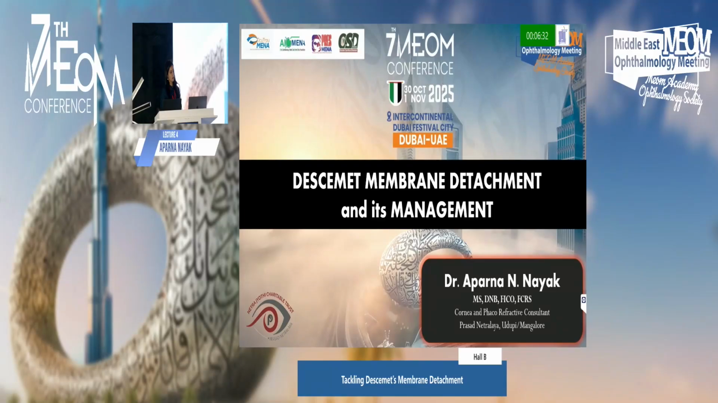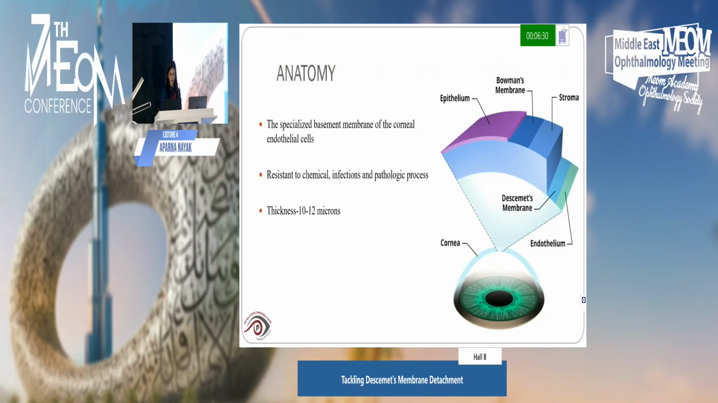So I'll be talking mainly on the DMD and its management. DM is a specialized basement membrane of the corneal endothelium. It's resistant to chemicals, infections, and pathologic processes, and the thickness is around 10 to 12 microns.